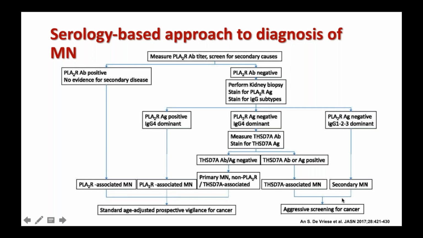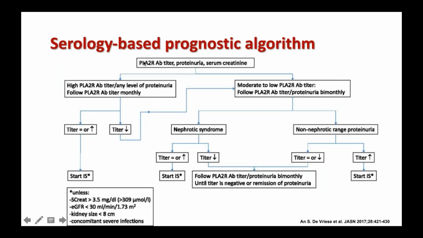Now let's look at the prognostic algorithm. So you have to look for three things here: the antibody titer, proteinuria, and serum creatinine. If you have a high level of phospholipase A2 receptor antibody titer and any level of proteinuria, you should follow the antibody titer every month. If the titer continues to increase, start immunosuppressive therapy. If the titer declines, then the patient goes into this group, which is moderate to low antibody titer. Then you should follow the antibody titer and proteinuria maybe once every 2 months.